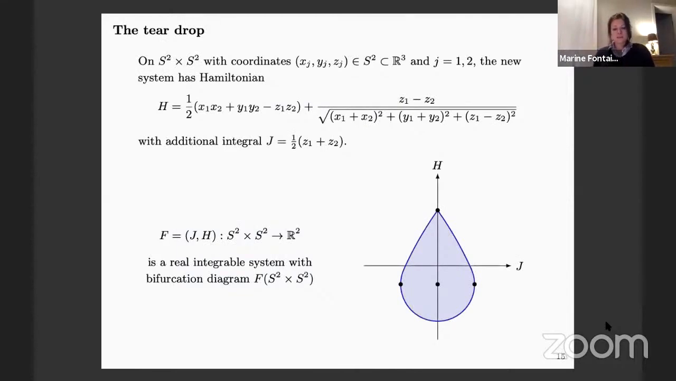So we can think about this system on S2 cross S2 as being a compact real form of the spherical pendulum, a bit in the same way that we talk about compact real forms for Lie groups. And yeah, so that's the end. I think I will stop here.